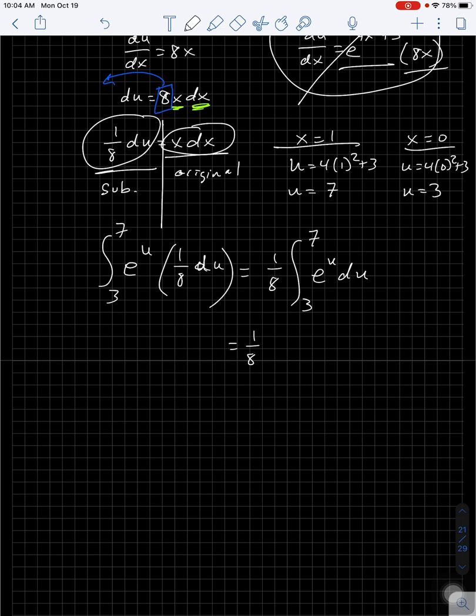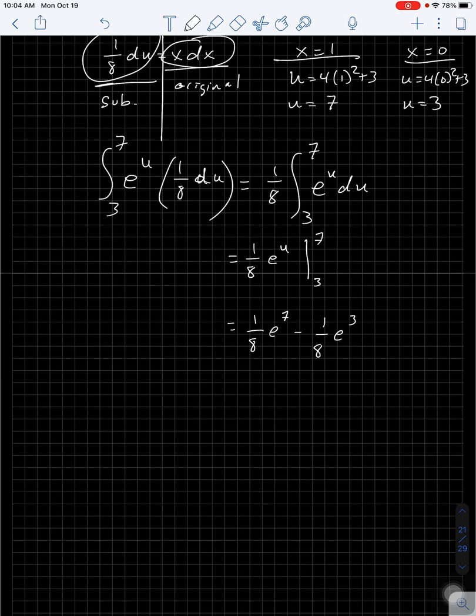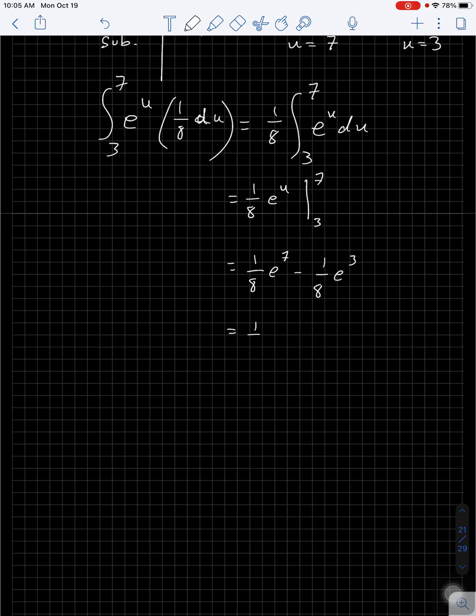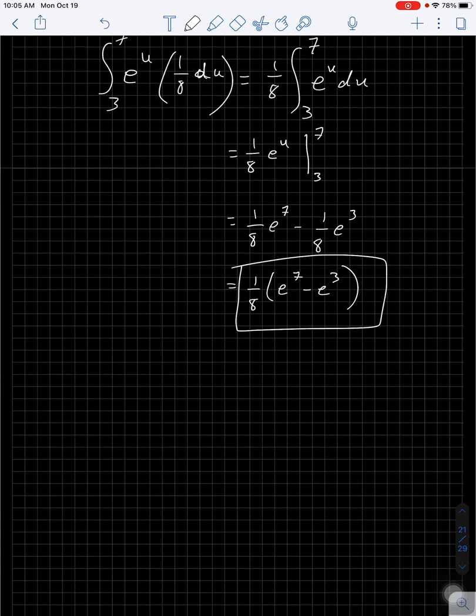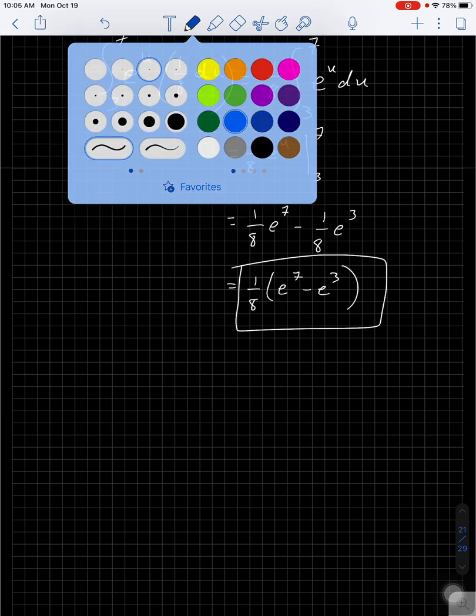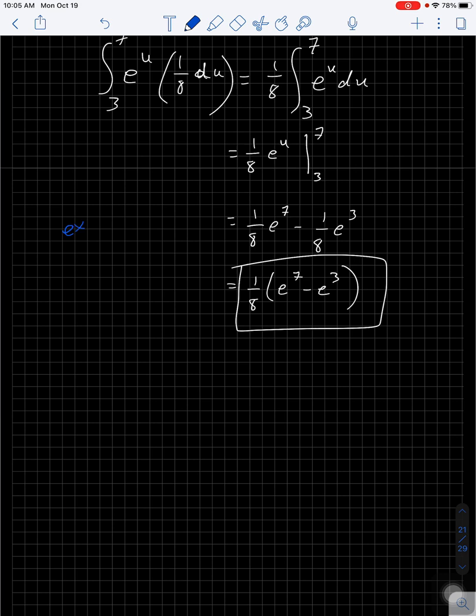Now I'm going to actually integrate. The integral of e to the u is e to the u, and I'm evaluating from 3 to 7. So this is going to be 1/8 e to the 7th minus 1/8 e to the 3rd. And then, I probably would factor that out, maybe something like that. E to the 3rd, like that. That's your answer. That's a number. Yeah, you could get a decimal if you want. All right, so try an exponent problem, 5.30, the check your understanding.